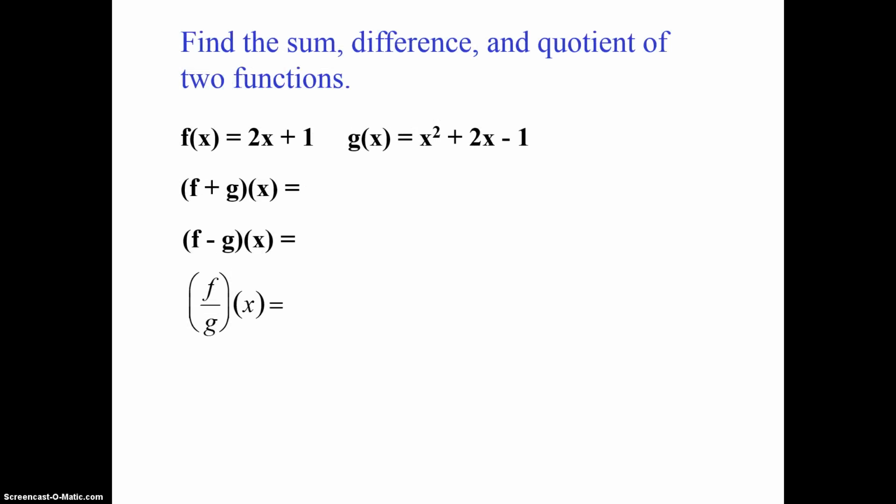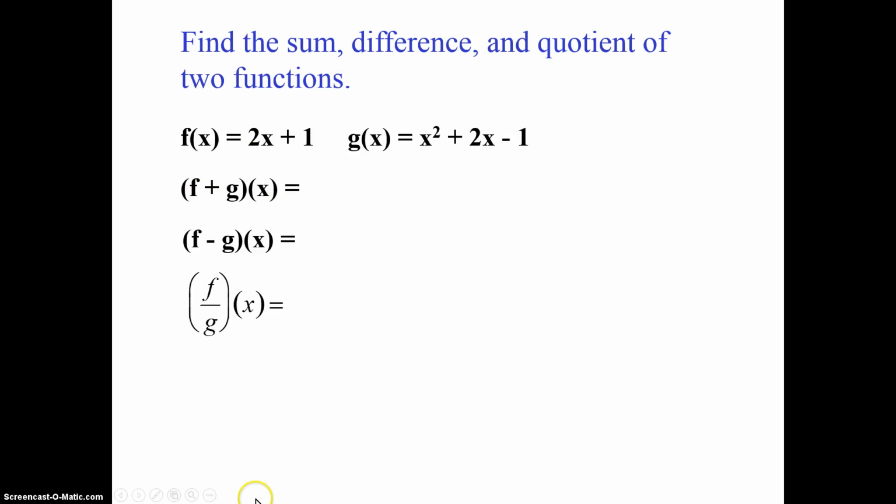It says, find the sum, difference, and quotient of two functions, and you have two functions there. F of x is equal to 2x plus 1. G of x is equal to x squared plus 2x minus 1. It's asking you to find f plus g of x, f minus g of x, f divided by g of x. Now, you can apply this and rewrite it into a form that's easier to read.